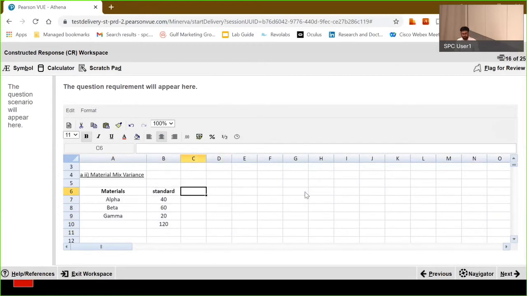Now we'll write the formula of it. The material mix variance formula is the actual quantity in the standard mix compared with the actual quantity in the actual mix. We take the difference of it.